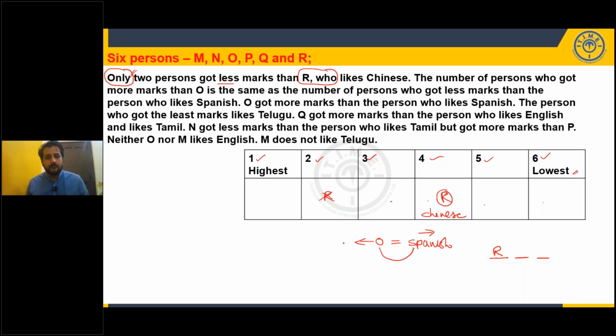But what is given? Before O is same as after Spanish. If before O is 1, after Spanish will be 1. If before O is 2, after Spanish is 2, and so on. And what is the meaning of this clue? The number of persons who got more marks than O is the same as the number of persons who got less marks than the one who likes Spanish, which is nothing but simple corresponding positions from either ends. It means first and last. These two are the corresponding positions from the ends.